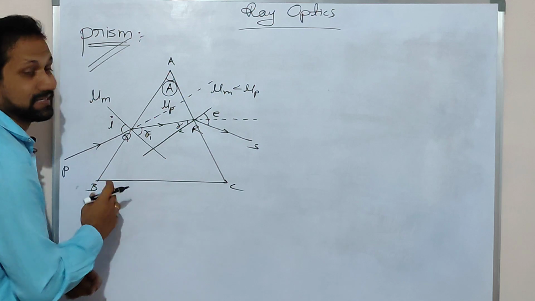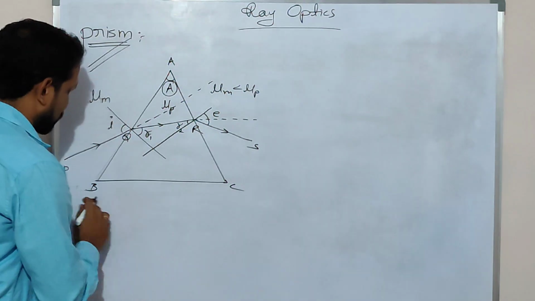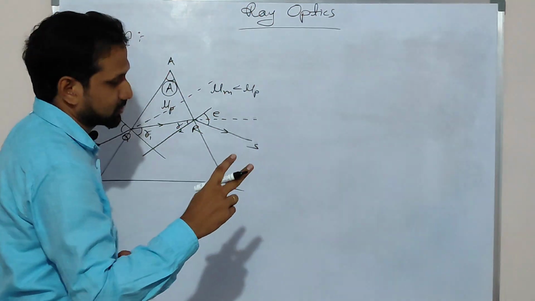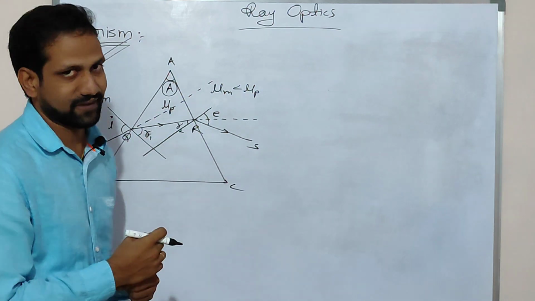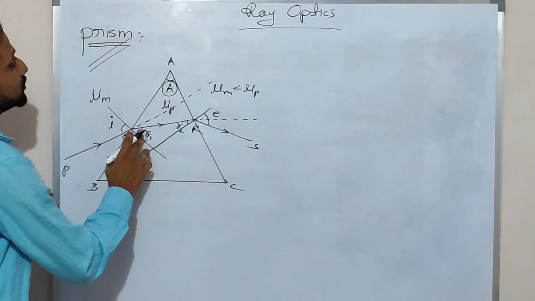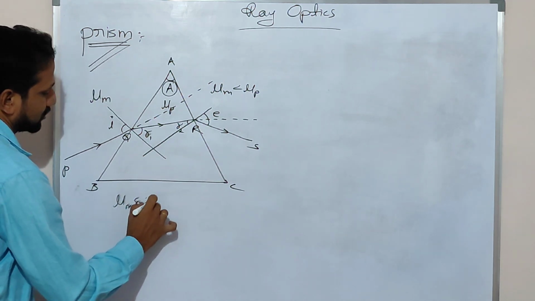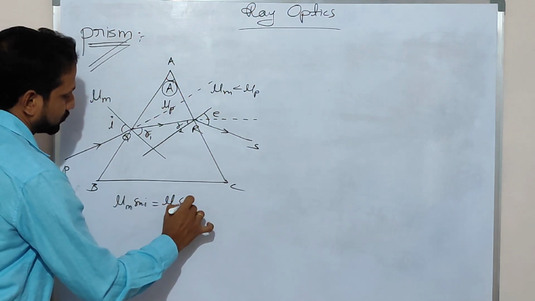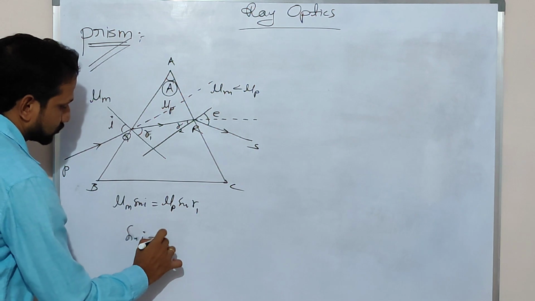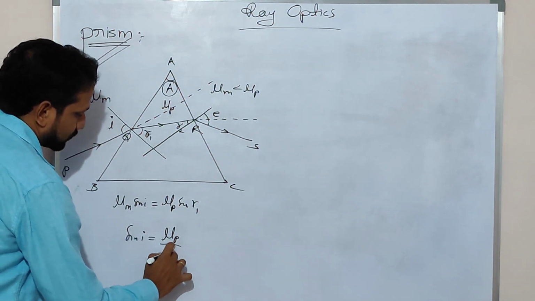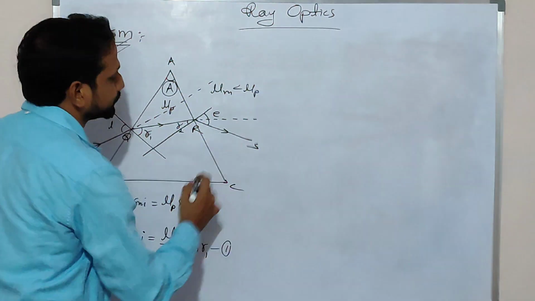Now we have to apply Snell's law here, because for refraction there is one law we know already, that is Snell's law. Of course there are two laws of refraction. First law is Snell's law, second law is the coplanarity of three rays, that we don't discuss here. If I apply Snell's law, it's very simple. Mu m into sin I equals mu p into sin r1, and I can rewrite this as sin I equals mu p by mu m into sin r1. Let it be equation number 1.